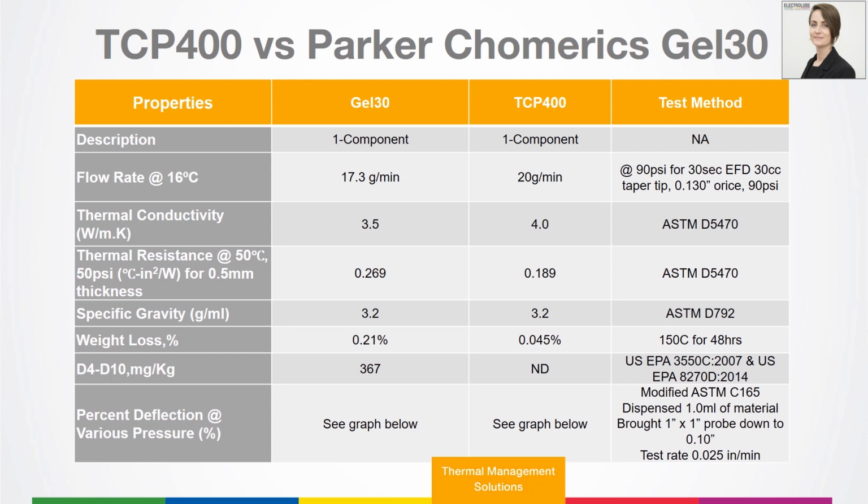We have done some comparison testing between our material, TCP 400, and a Parker Chemerix Gel 30. Here is just the general comparison of the two materials taken from datasheets. You can see already that the thermal resistance of TCP 400 is much lower than the Parker Chemerix material. And also there are no low molecular weight siloxanes to be concerned about.